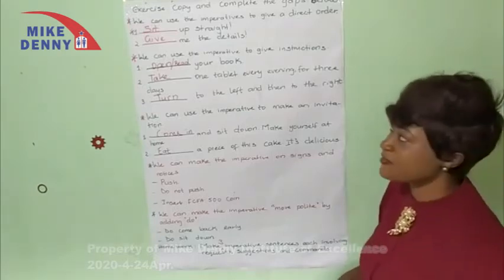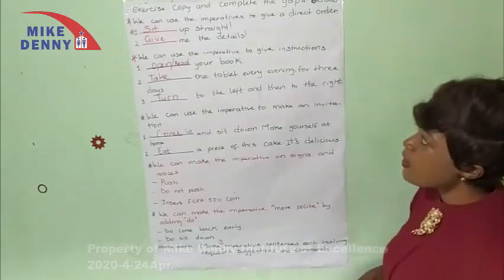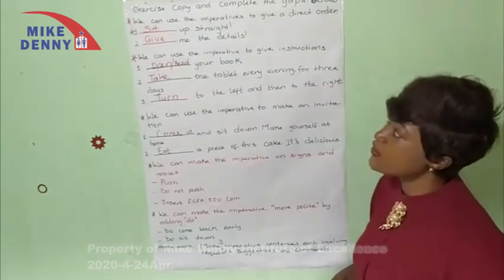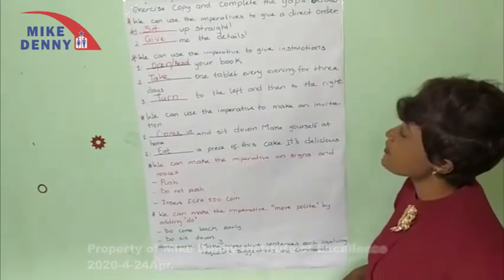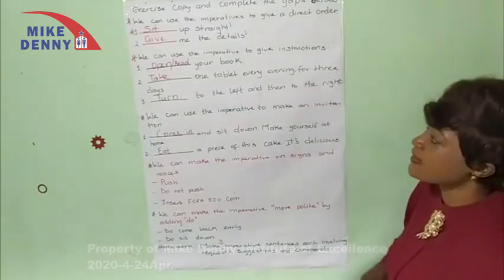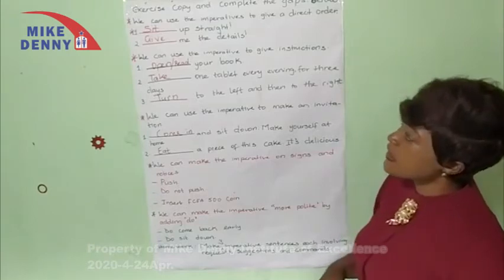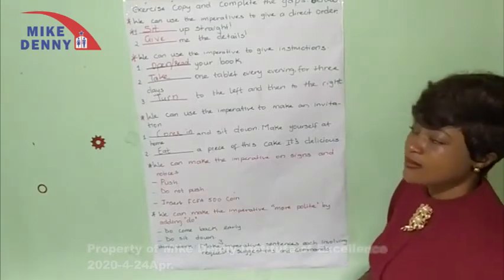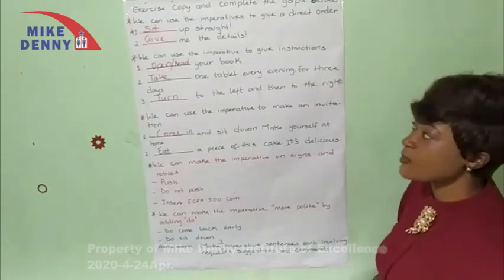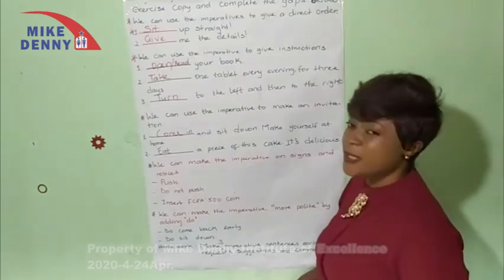Let's read the instruction first. Exercise. Copy and complete the gaps below. We can use the imperatives to give a direct order. So we have to fill the gaps, right? Now, dash, dash, dash, up straight. Sit up straight, right? Sit up straight. Give me the details.